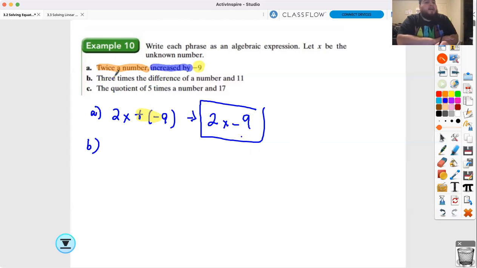So look at B. 3 times the difference of a number and 11. So 3 times. So I'm gonna break it down. So 3 is the first part, right? So what should be first in B?